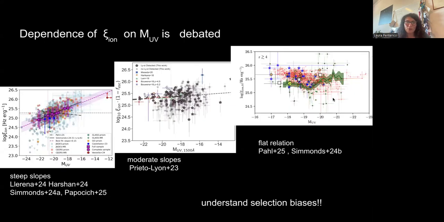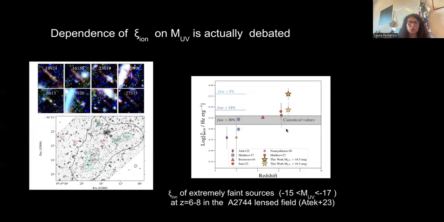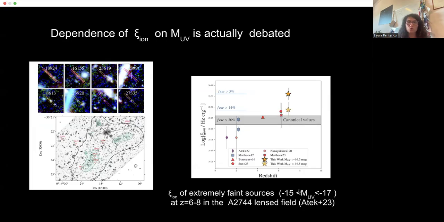So this is actually another work which has presented the photon production efficiency in two of the faintest sources ever observed. These are two sources between minus 15 and minus 17, at redshift around 7. These are lensed sources. That's why we can probe such faint sources. And in this case, the photon production efficiency is very, very high, almost as high as the natural limit, which is 26. So this study would support the idea that it's the faintest sources that have the highest photon production efficiency.